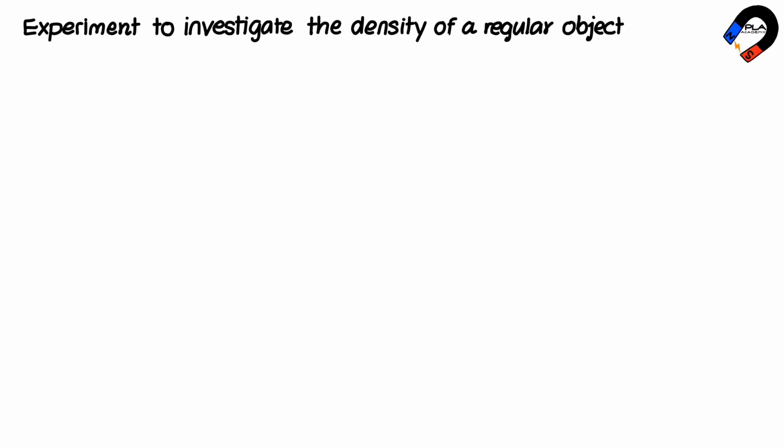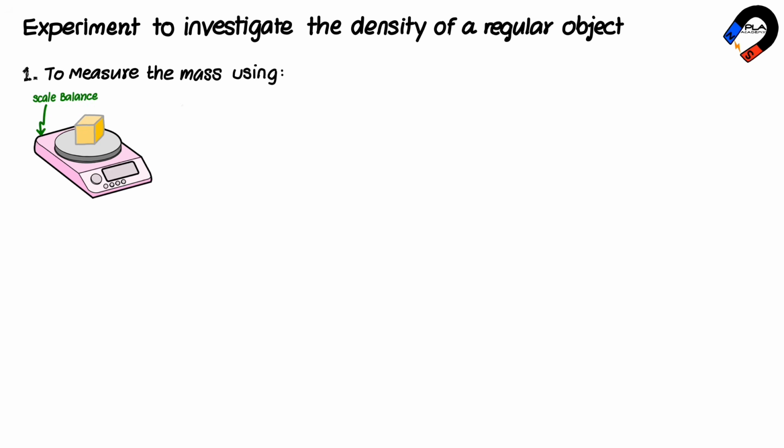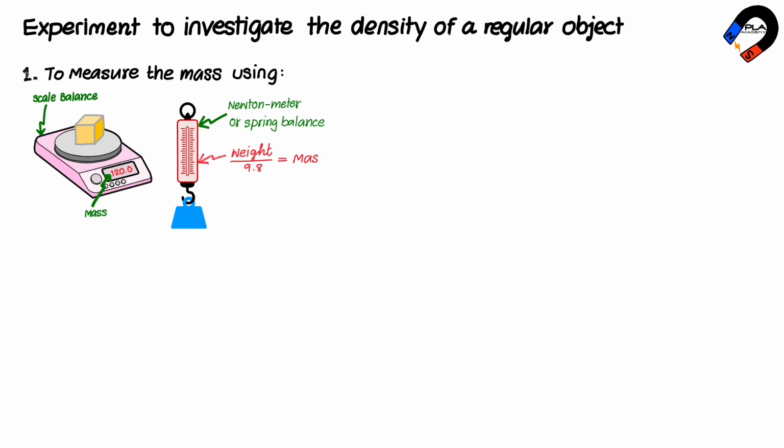Experiment to investigate the density of a regular object. 1. We measure the mass of a regular object using a scale balance or a spring balance. If we use a scale balance, we will get the mass. If we use a spring balance or Newton meter, we will get the weight. We can find the mass by dividing the weight by 9.8.